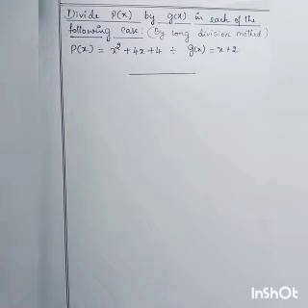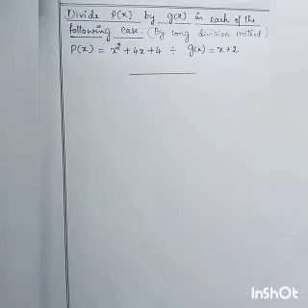Now we know the relation between p of x, g of x, q of x and r of x. So the question may arrive like this: divide p of x by g of x in each of the following cases. Here we can use the remainder theorem and we can also use the long division method. First I will teach the long division method, and after that we are going to study the remainder theorem.